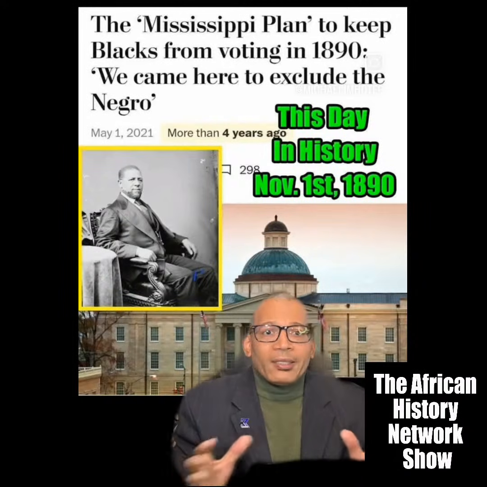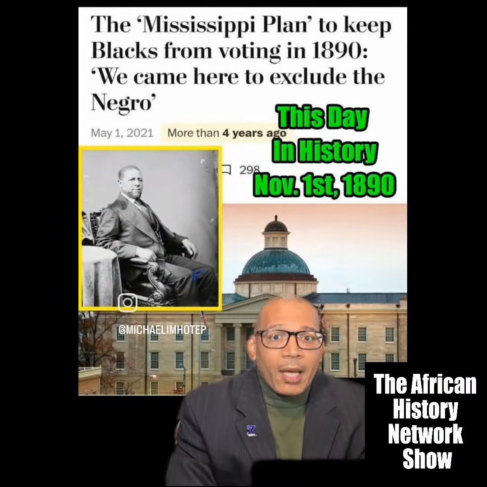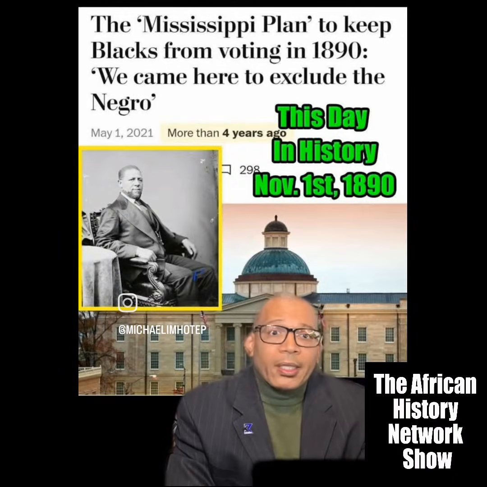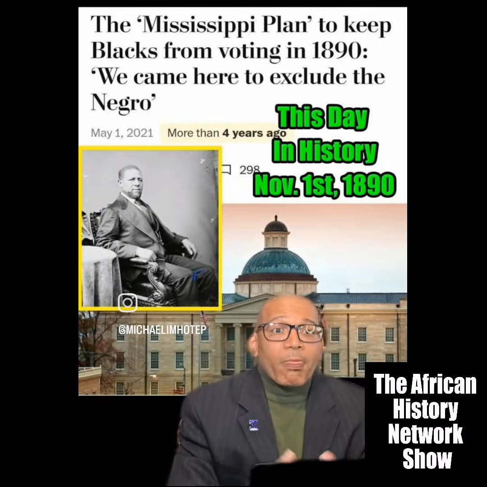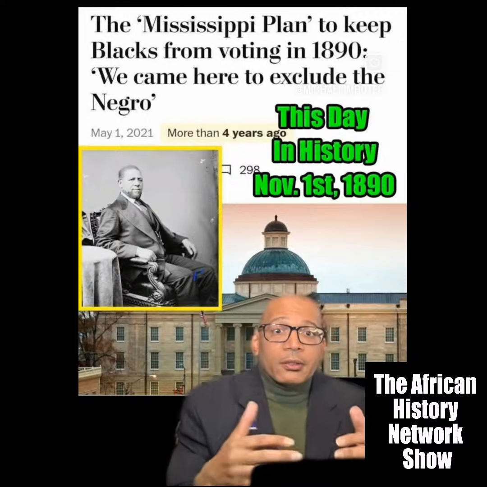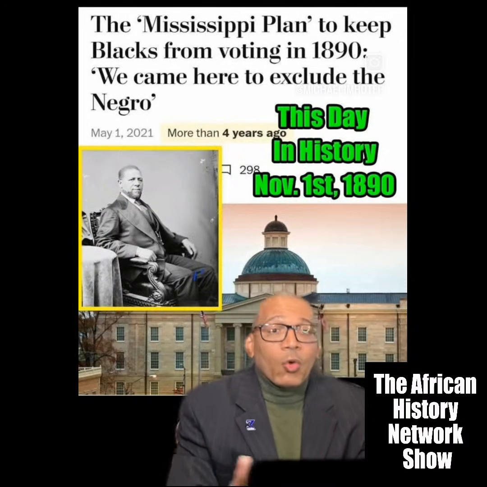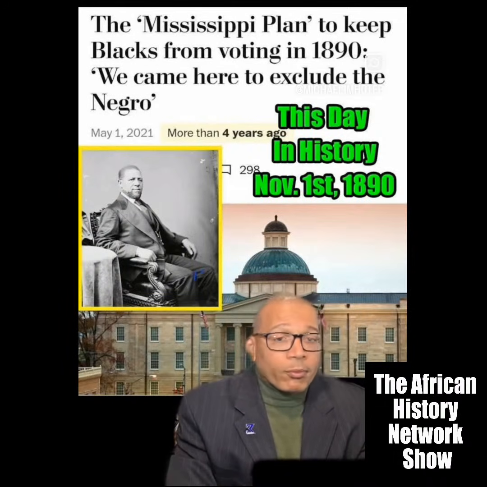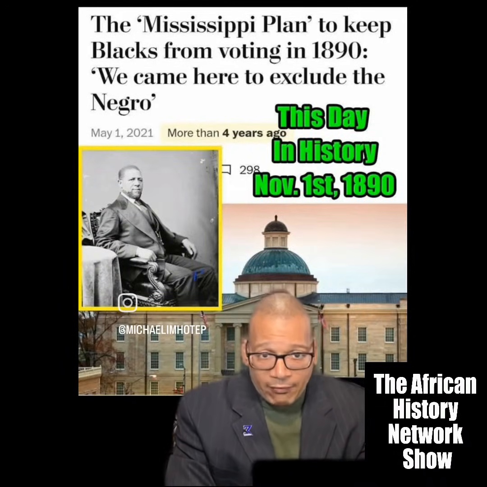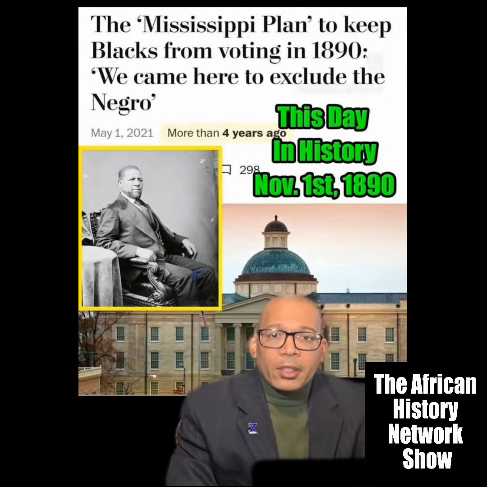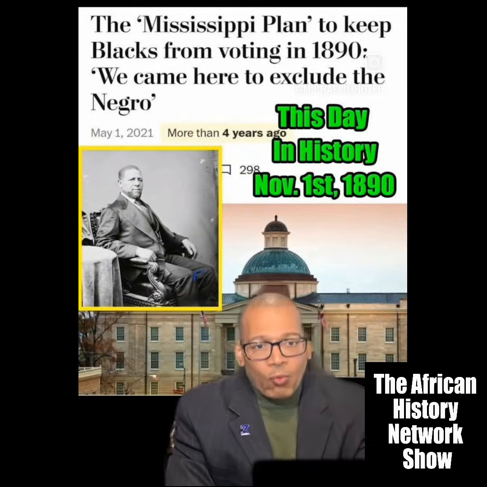On November 1st, 1890, the state of Mississippi adopted a new state constitution with a poll tax and arbitrary literacy test for voting, and a section designed to disenfranchise African American men who received the right to vote from the 15th Amendment of 1870. And to a lesser extent, some poor white people would be excluded if the literacy test was applied to them as well.